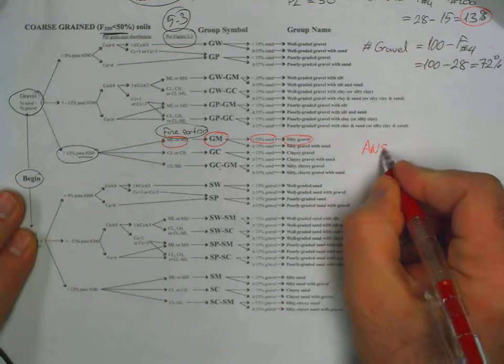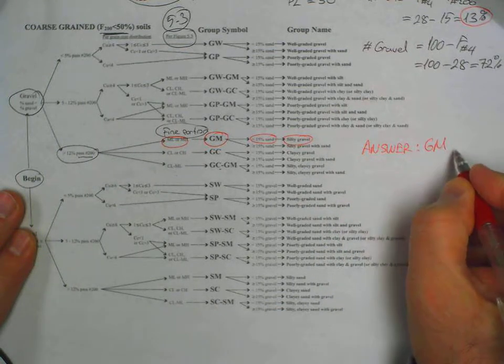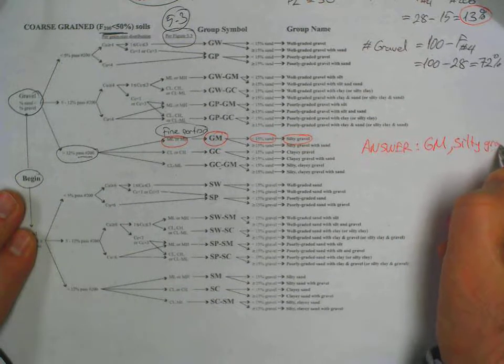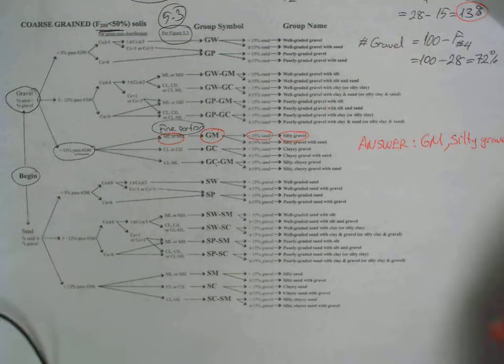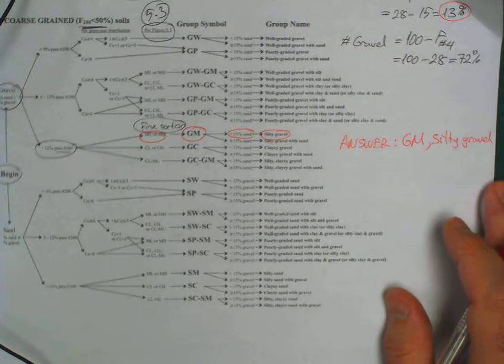So the answer is, this is a GM soil, comma, this is a silty gravel. M stands for silt, G stands for gravel, silty gravel soil.